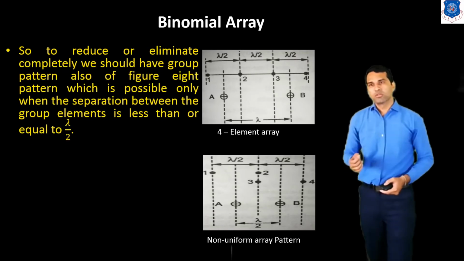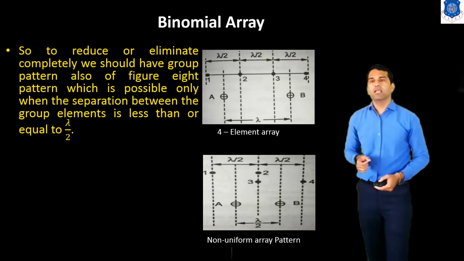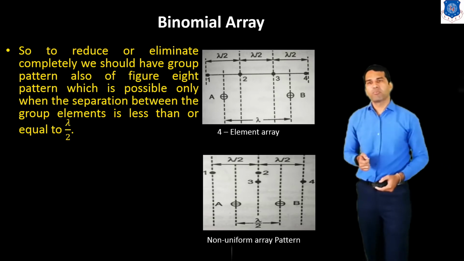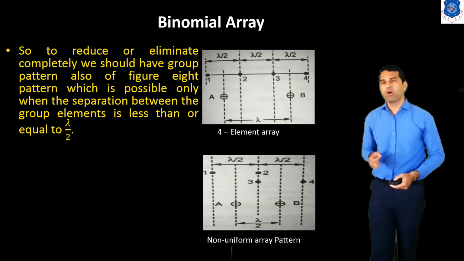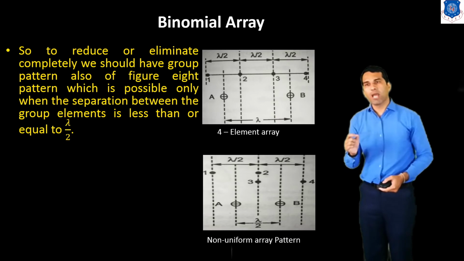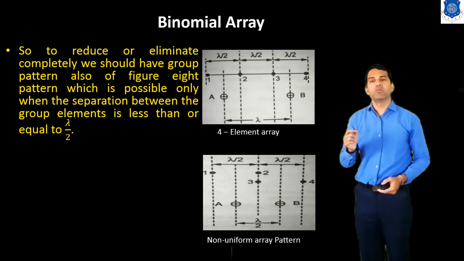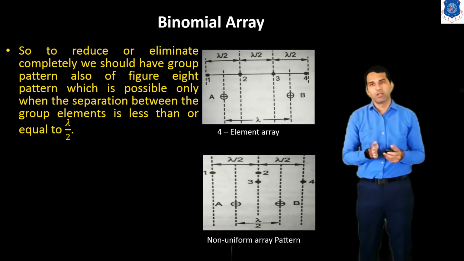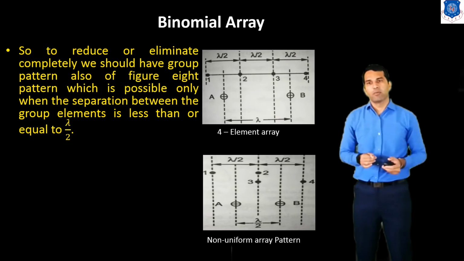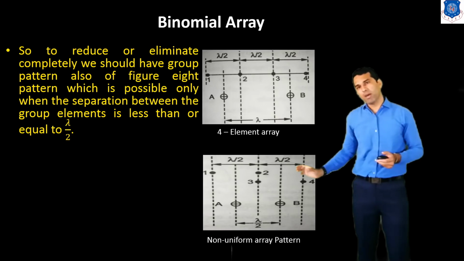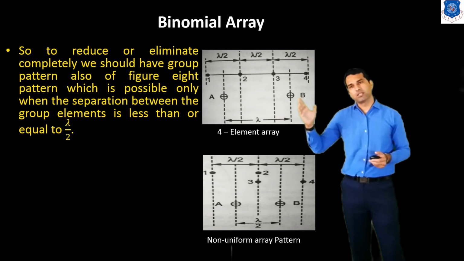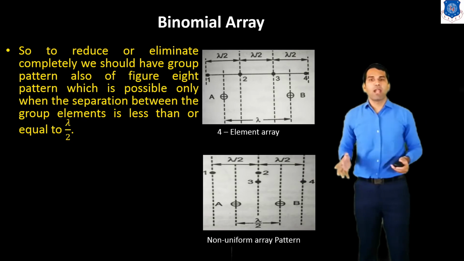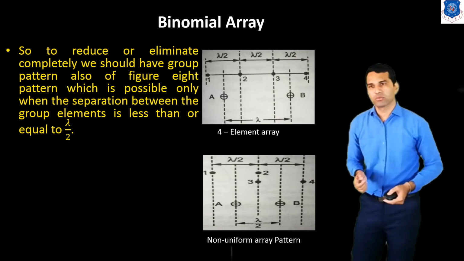So to reduce or eliminate the side lobes completely, we should have the group pattern also of figure 8 pattern, which is possible only when the separation between the group elements is less than or equal to lambda by 2. When the separation between these two elements is lambda, then the side lobes are generated. But when we put these group elements, like A and B, at a distance of lambda by 2, the resultant radiation pattern does not give the side lobes.